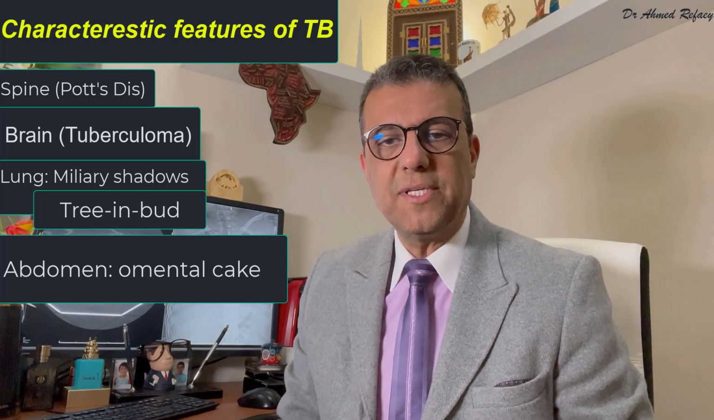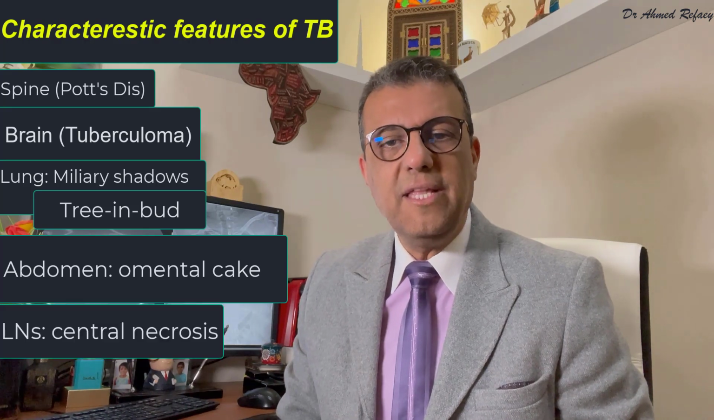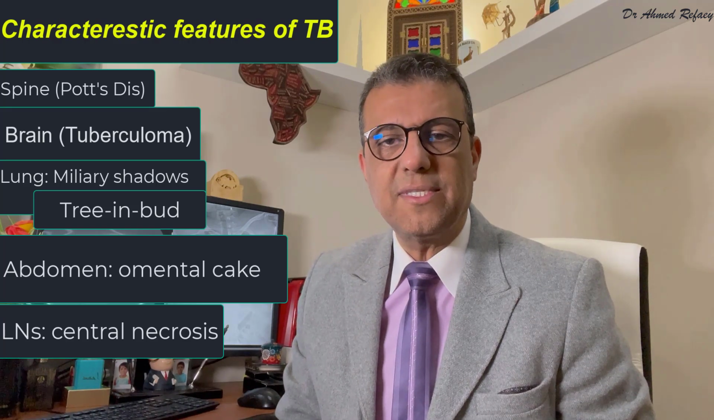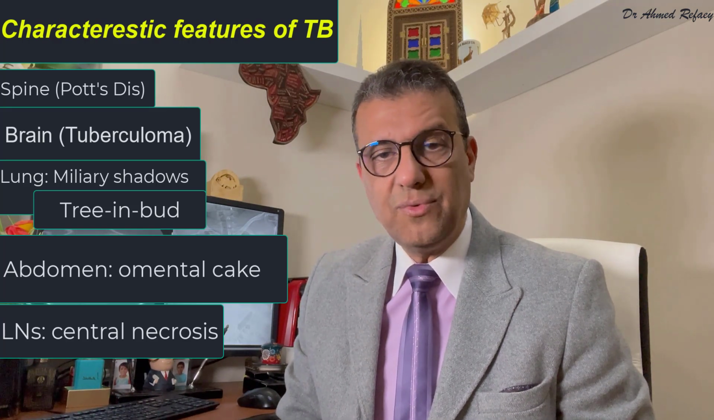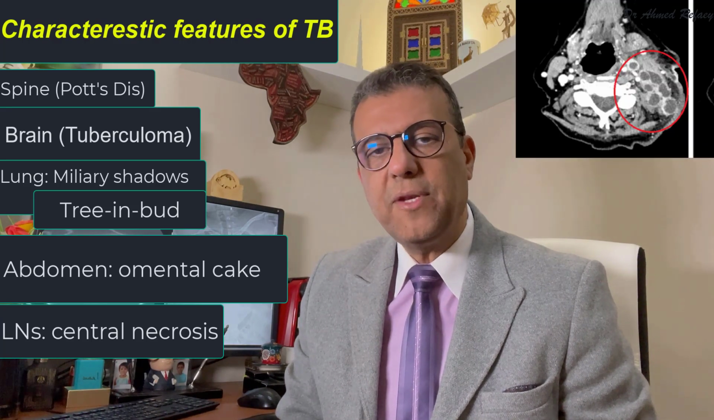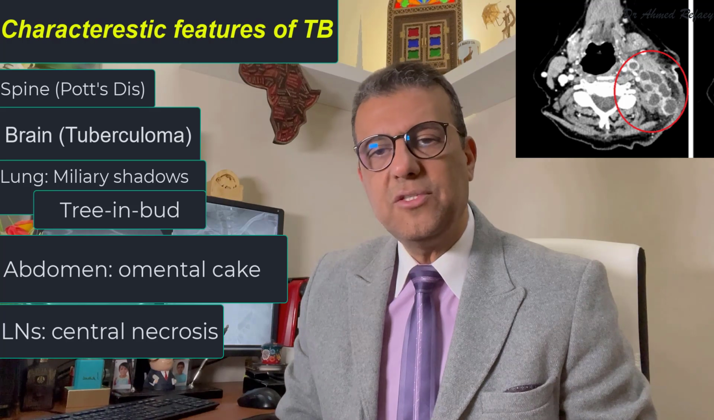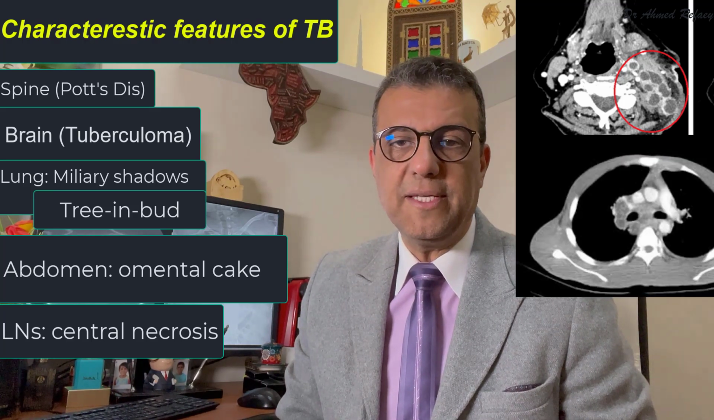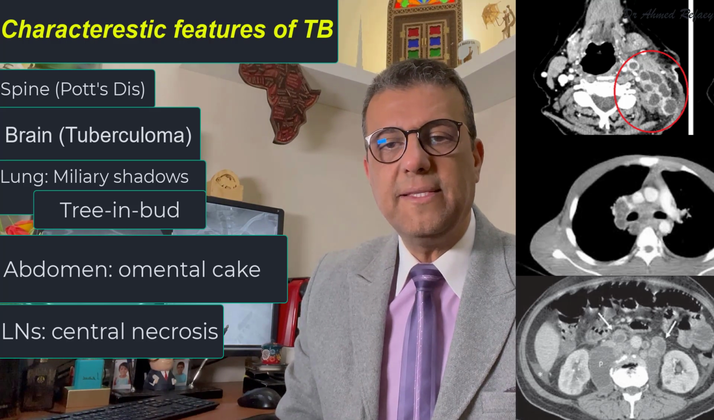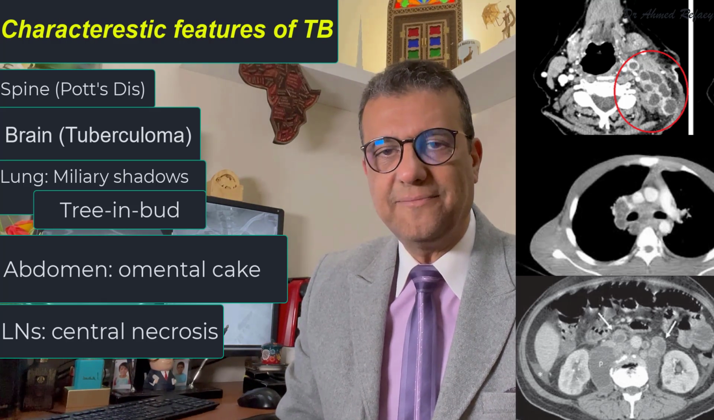Also for tuberculosis, when involving the lymph nodes, it gives a characteristic pattern of central necrosis, regardless of the location of the lymph nodes. As you see in these examples, necrotic lymph node from tuberculous infection in the neck. This is tuberculosis of lymph nodes in the mediastinum, and this is an example of tuberculous lymphadenitis in the abdomen by CT scan. So these are the different radiological signs which you consider to be characteristic or even pathognomonic for the diagnosis of tuberculosis.